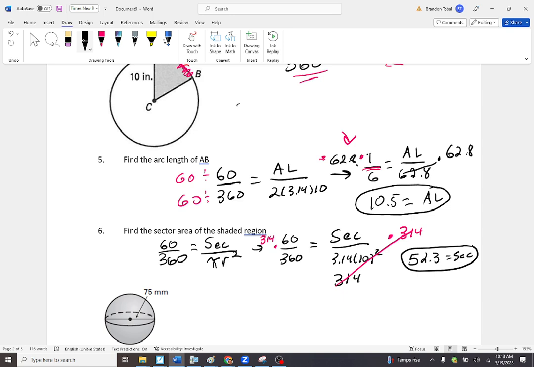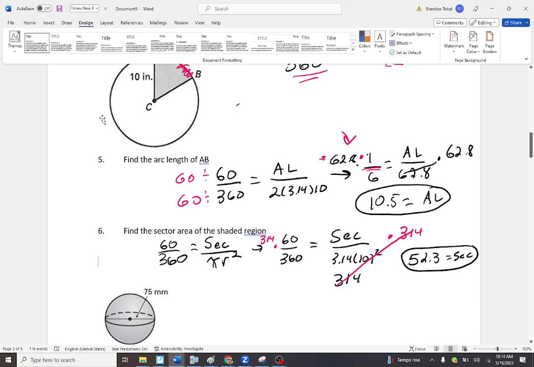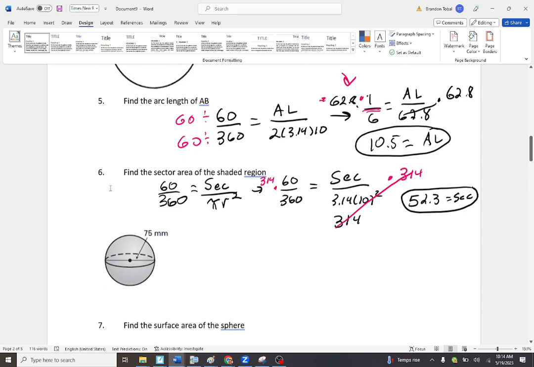No. The arc measure is 60. The arc length is how long it actually is, like the string it takes, which in this case is 10.5 feet. Okay, I'm moving on because I don't see any questions coming up.